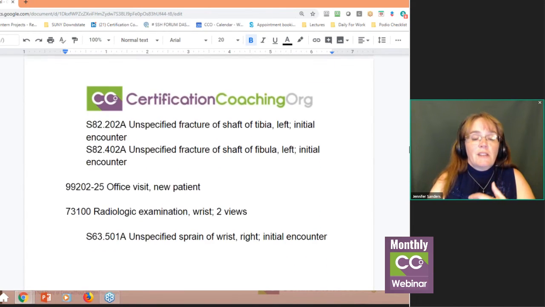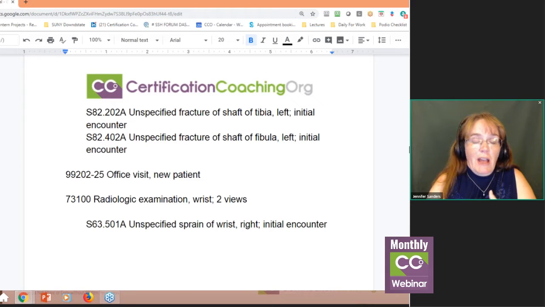Our diagnosis is going to be an unspecified fracture of the shaft of the tibia, left, initial encounter. It's the first time we're seeing them. We use that A for initial encounter, and then an unspecified fracture of the shaft of the fibula, left, initial encounter. We can do that office visit.